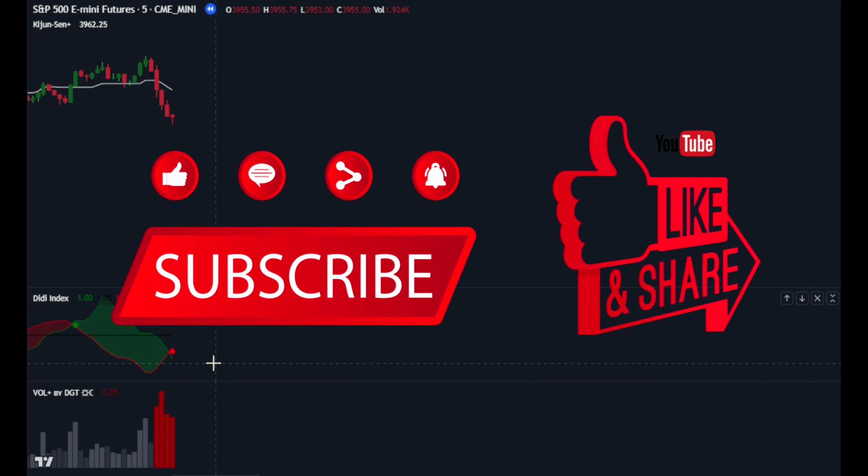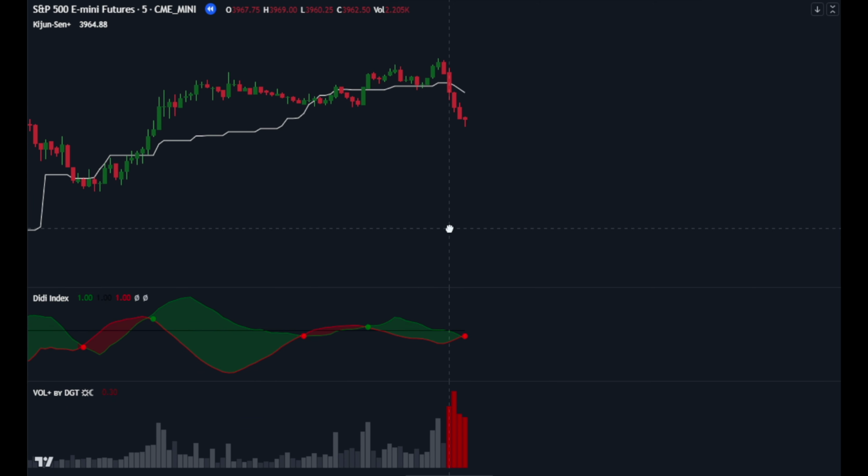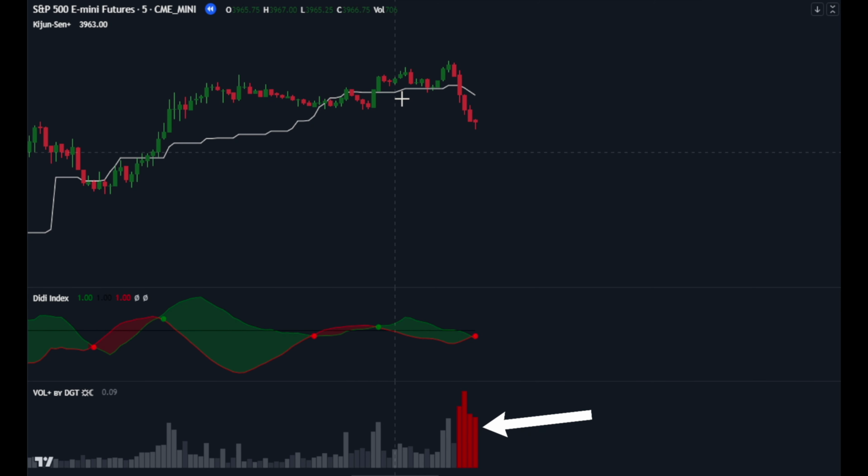We are now at SP 500 mini futures with a time frame of 5 minutes. We will see an example of a short trade. The price is below the Kijun-sen. The DD Index shows us the bearish signal. We have enough volume, so we take a short trade.